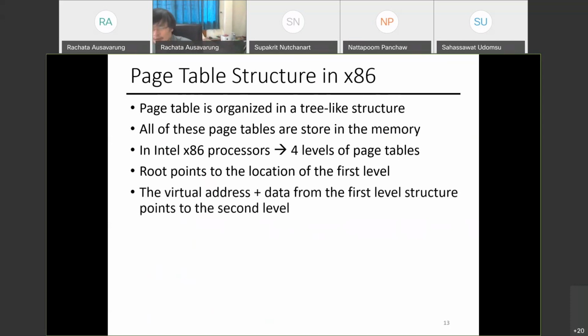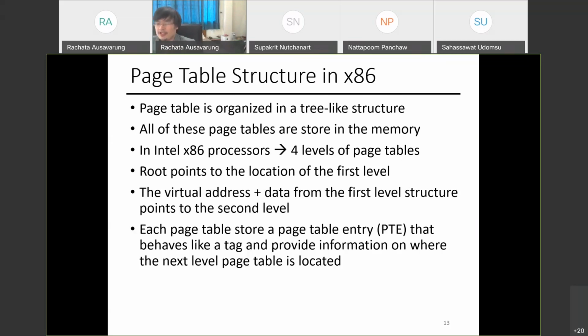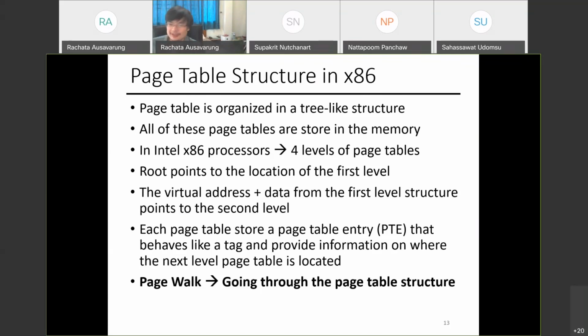So you can use the virtual address and the data from the first level structure to point to the second level. Each page table stores page table entries that behave like a tag, providing information on where the next level of the page table is. There's new terminology here, because all these bullets are a recap of what I just said. The new terminology is called page walk. Page walk is the process of going through the page table to get your physical address.